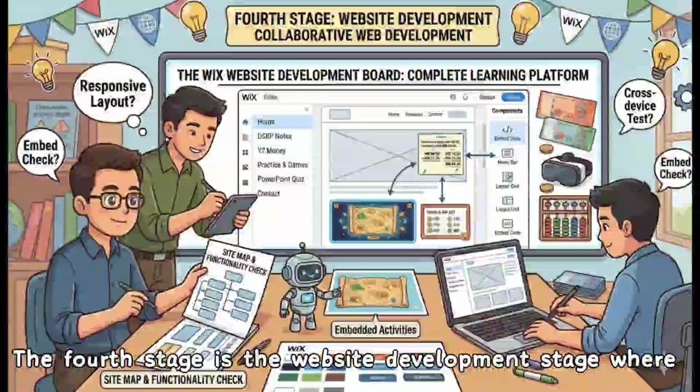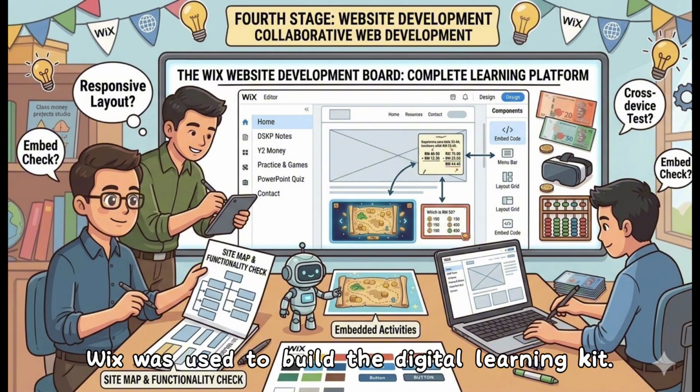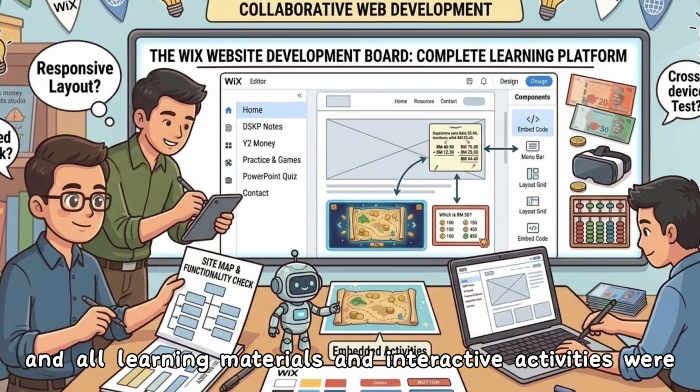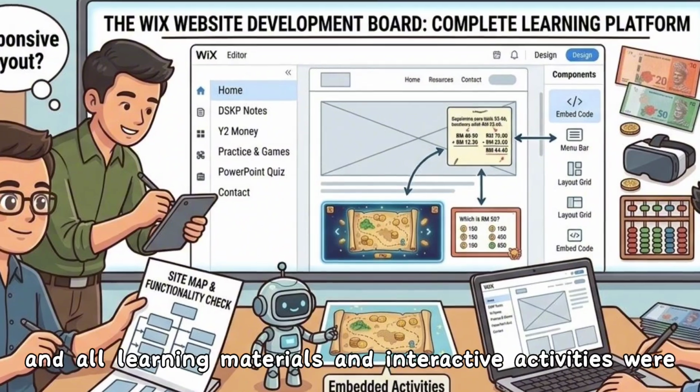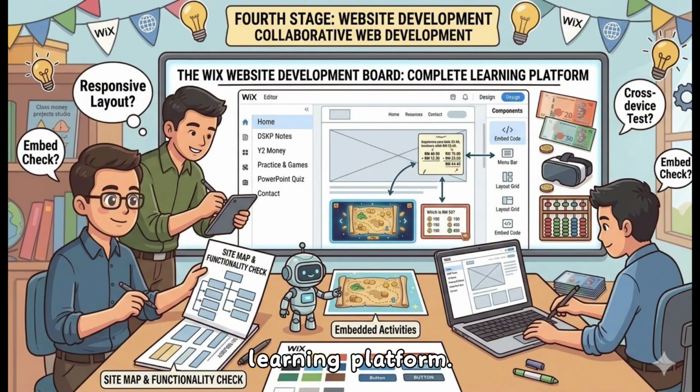The fourth stage is the website development stage, where Wix was used to build the digital learning kit. Pages, navigation menus, and layouts were created, and all learning materials and interactive activities were embedded into the website to form a complete learning platform.